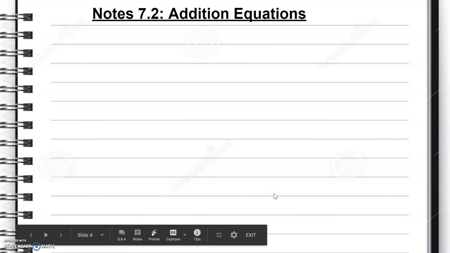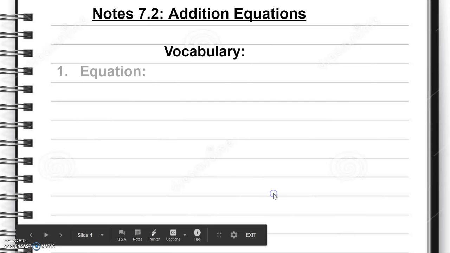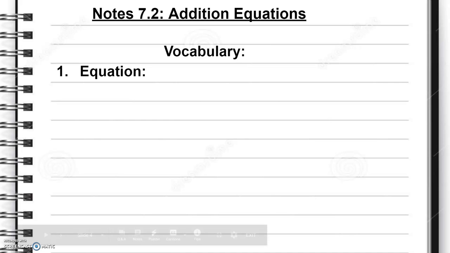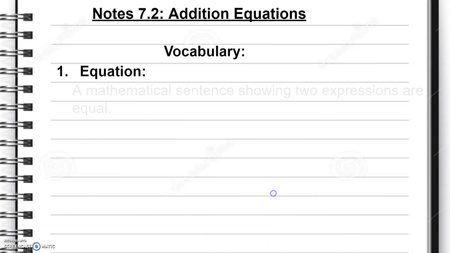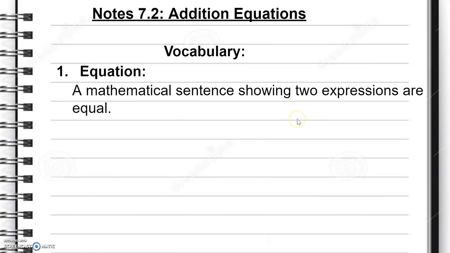Now here are our notes. We have some vocabulary words. Our first vocabulary word is equation. What is an equation? A mathematical sentence showing two expressions are equal.